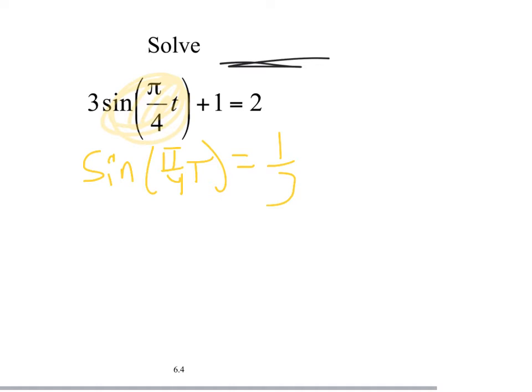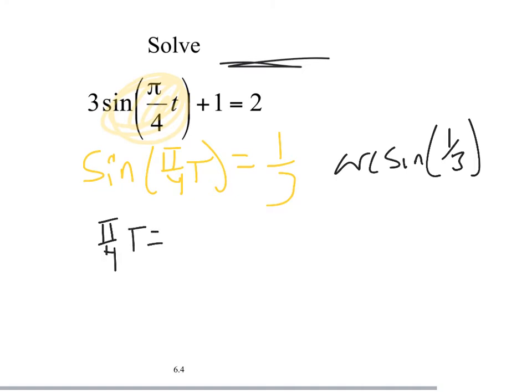I've got to go to black ink, not yellow. So then I'm going to do the arc sine. I really am doing that little u substitution with the pi over 4 t, but I'm just going to leave it here. I'm not going to rewrite that. So arc sine of 1/3. Let's see here, second arc sine 1 divided by 3. I'm getting pi over 4 t equals 0.3398 plus 2 pi k.